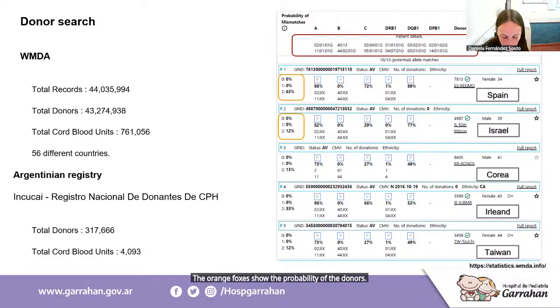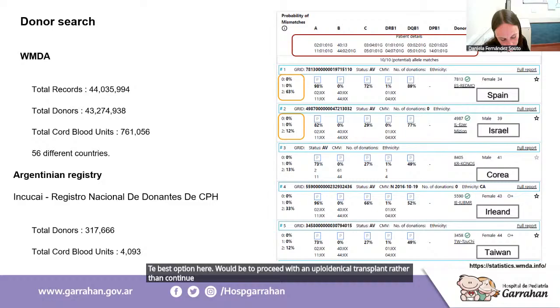If we contacted them again and typed at high resolution, we'd have 0, 1, or 2 mismatches. Given our unit's transplant policy to accept only 10 out of 10, 9 out of 10, or haploidentical donors, the best option here would be to proceed with a haploidentical transplant rather than continue with the international search.